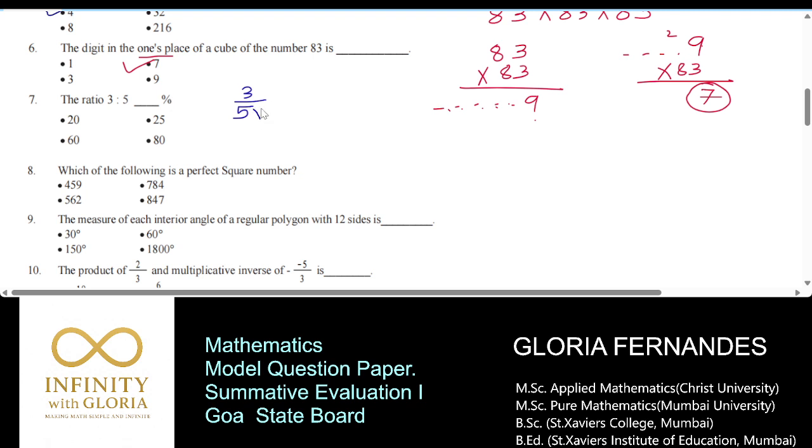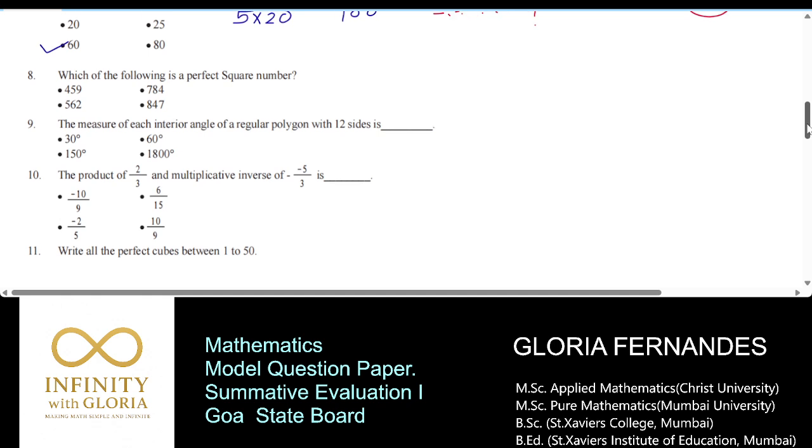So 5 times which number will give me 100? 20. So if I'm multiplying 20 in the denominator, I have to multiply in the numerator as well. So 3 times 20 is going to be 60 upon 100. So this is going to be 60%.